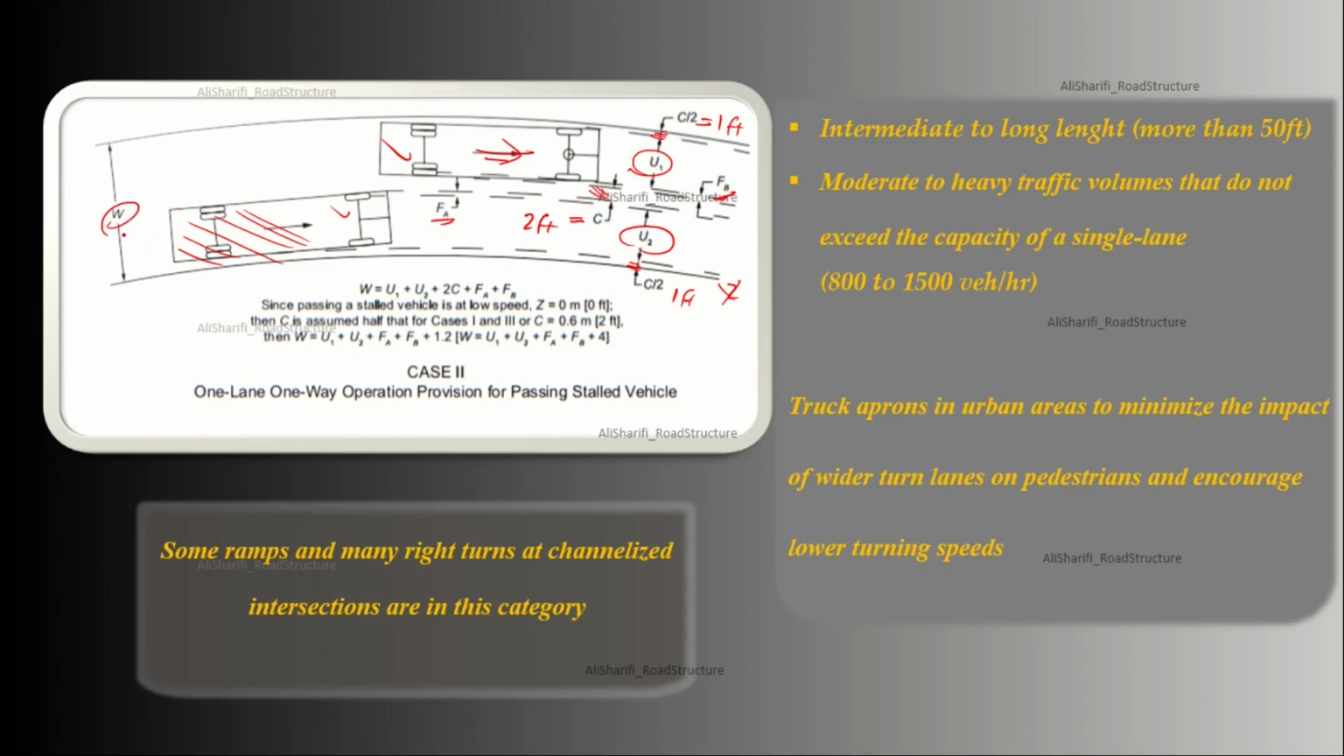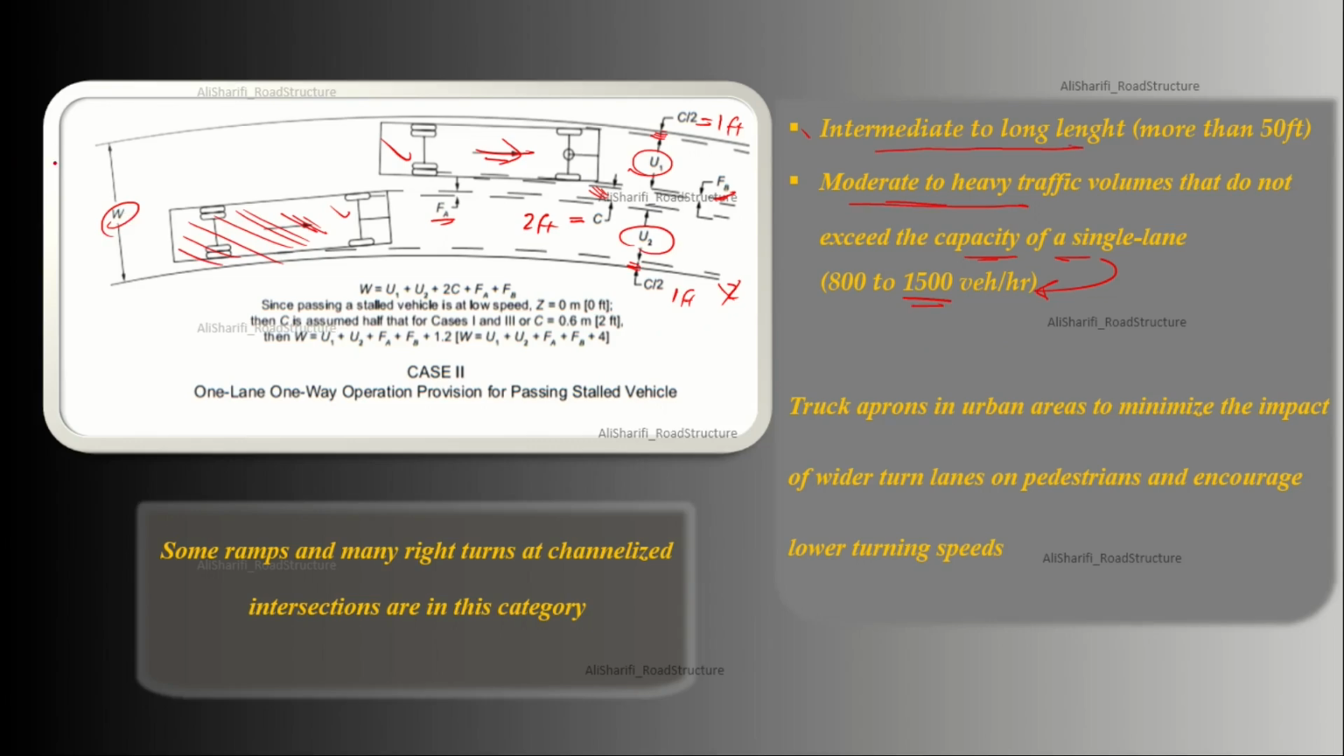Since passing a stalled vehicle is considered, this case is generally appropriate when the turning roadway is intermediate or long in length, or turning traffic is moderate to heavy, but not so much as to exceed the capacity of one lane, maybe less than 1,500 vehicles per hour.